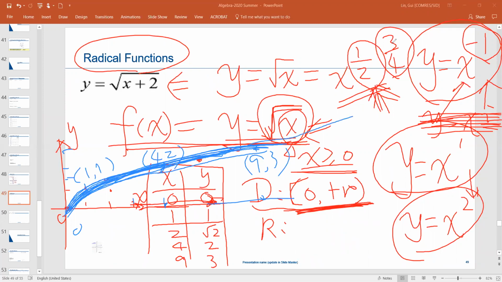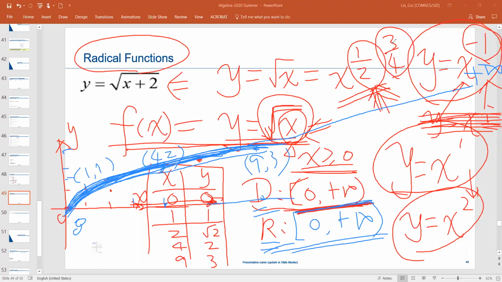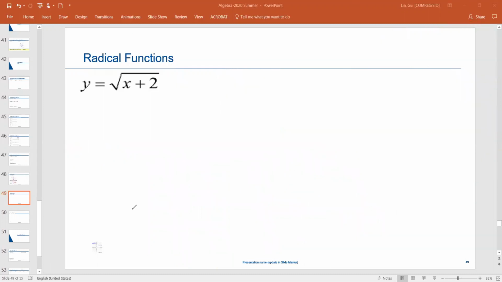Although this one keeps growing, if you continue going on, this number will go to positive infinity. But the minimum value is 0, right? The minimum value is 0. And so we can see the range. The range will be 0 to positive infinity. So the domain is the positive numbers, and the range also needs positive numbers and 0 as well. So this is the graph. Let me show you the one I take from the book here.